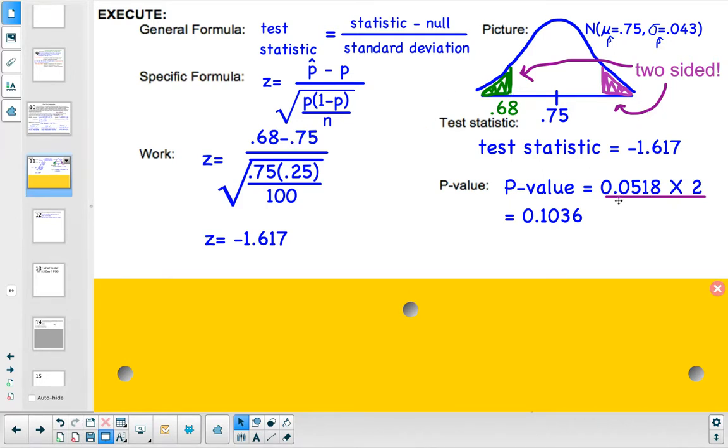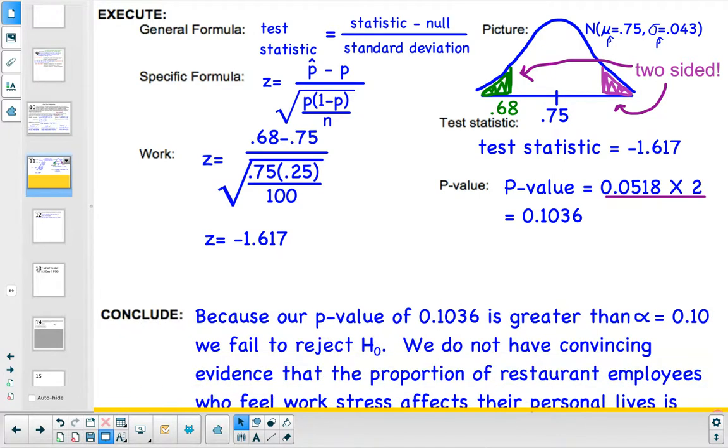It's 0.0518, and maybe you would have rejected the null, but if we also got a value up here, so you need to double that. Our probability of getting something as far away from the mean in either direction as 0.68 is 0.1036. So when it's two-tailed, whenever your alternative hypothesis is just not equal, you have to calculate that p-value as you normally would, but then double it. And in your picture, you need to show your two sides.